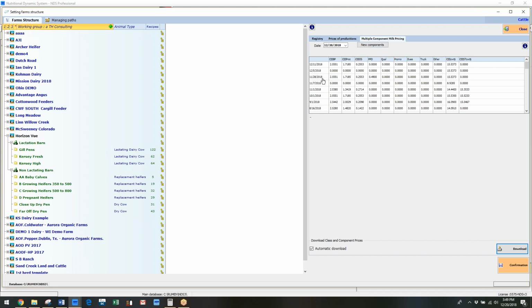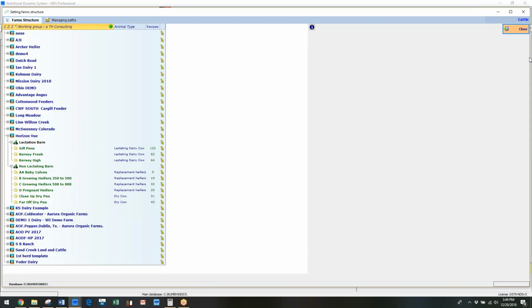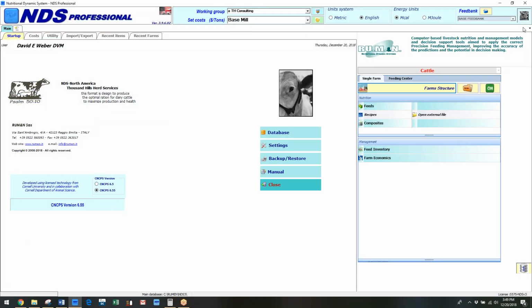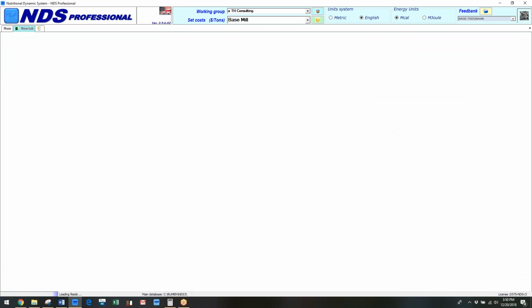So anyway, you can see that I am using the multi-component milk pricing system. Go and confirm that. And we will go to that farm and a recipe on that farm and look at some of the economics. So I can go to, I had that open earlier. I can go here. Here is that farm.